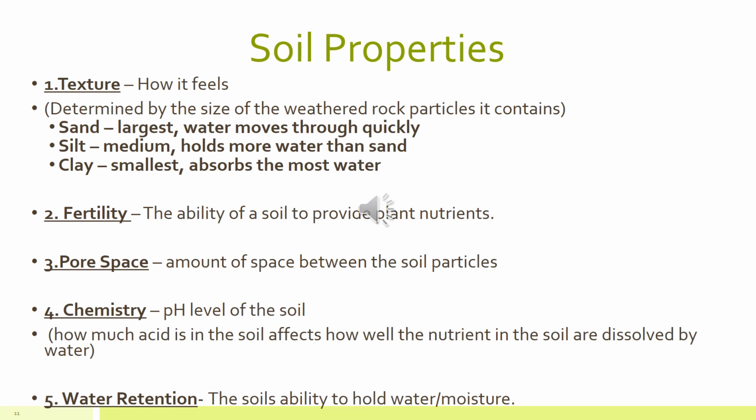Texture is basically how the soil feels. This is really determined by the size of weathered rock particles that it contains. Sand obviously has the largest rock particles. Therefore, water will move through it very quickly. Silt, on the other hand, has a silky type of feeling, and therefore it's medium and it holds water more than sand. Clay is the smallest of all, and it absorbs water.